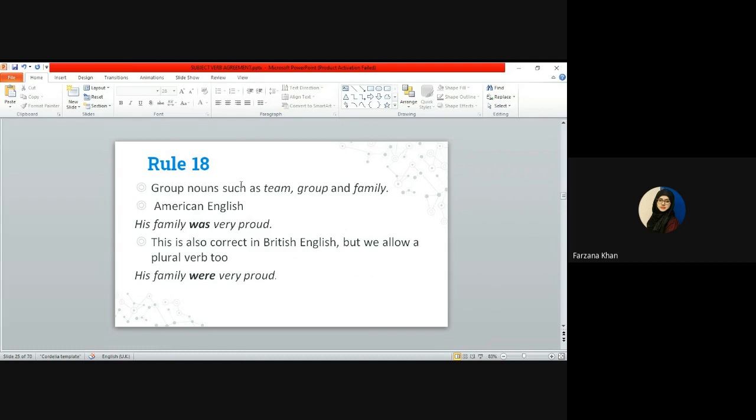Well, these are the 18 rules which you learned in today's lecture, and I hope you got all these points very well. In case of any query, in case of any issue, you can contact me. You can post your query in the WhatsApp group, you can personally email me, and you can also post your query on the Google Classroom.